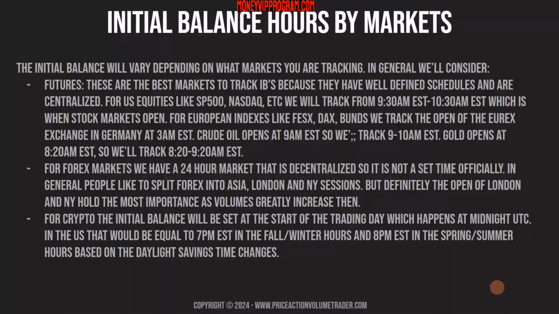And then for crypto markets, again, they're 24-hour decentralized markets, 7 days a week. The initial balance is going to be set at the start of the trading day, which happens at midnight UTC. So in the US, that will be equal to 7 p.m. Eastern time in the fall and winter hours, and then when the daylight savings change happens, 8 p.m. Eastern time in the spring and summer. So in crypto, the first hour of the trading day is what we would consider the initial balance.